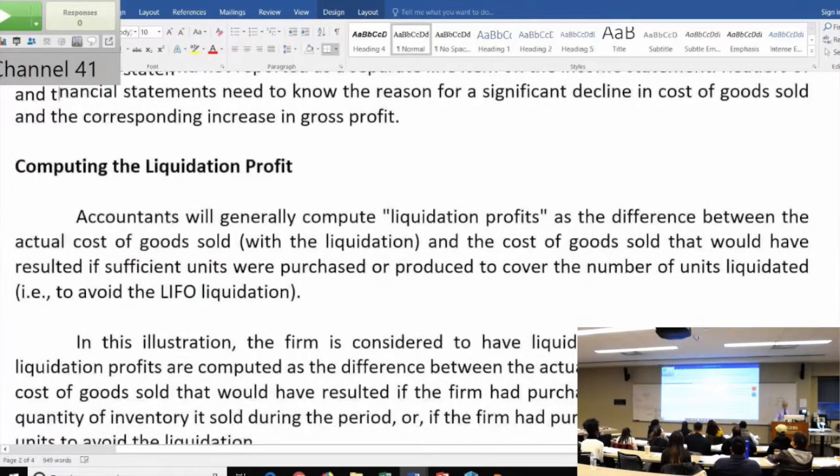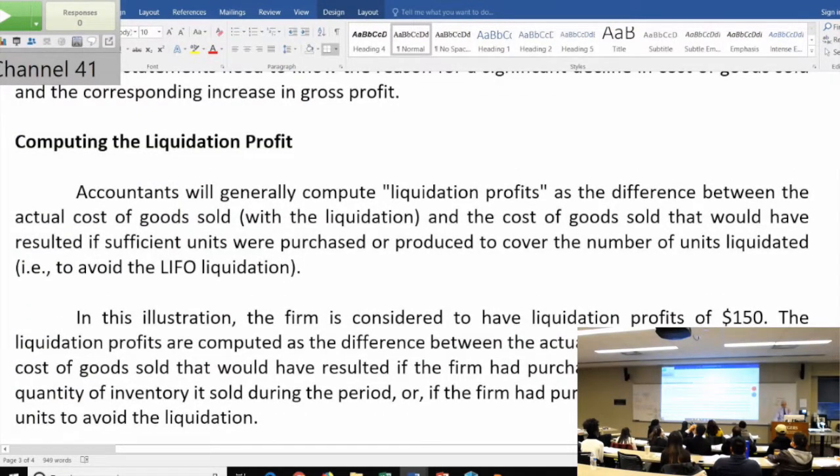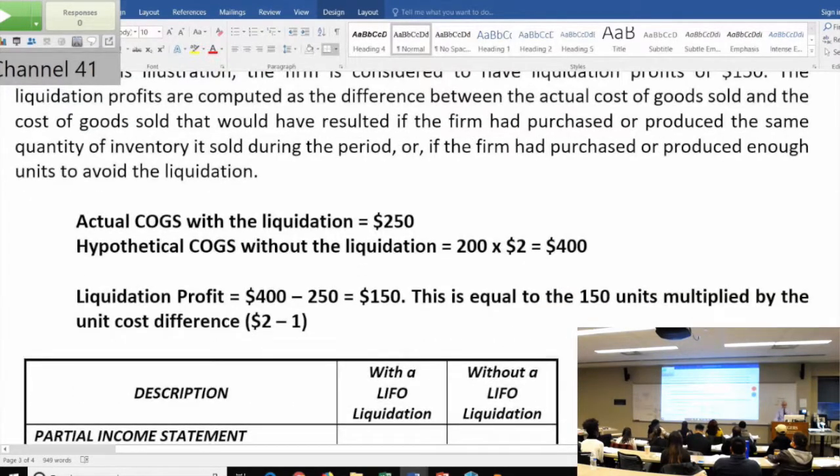All right, so now we will calculate and disclose the liquidation profit. And the liquidation profit is really nothing more than what you see here. It happens to be $150 also. And that's because the units were $1. But what we do is we take the actual cost of goods sold with the liquidation, which is $250, and this is not very complicated. All you would do is make an assumption that you bought enough units to cover your sales. So if you sold 200 units, you assume you purchased enough to sell all of them, and that would have been your cost of goods sold.